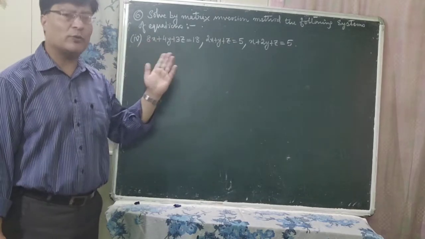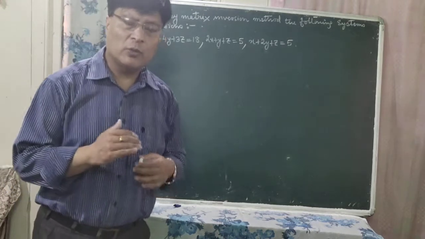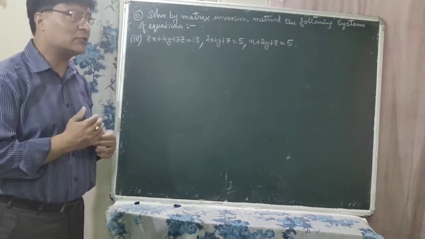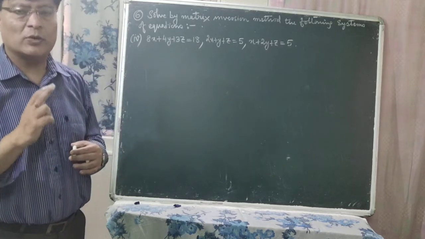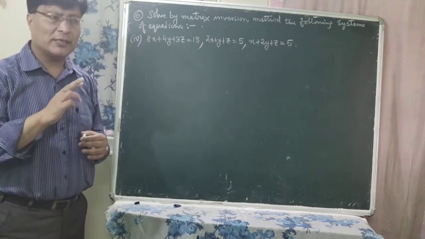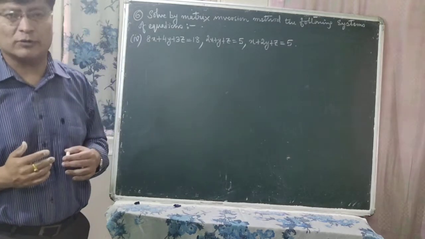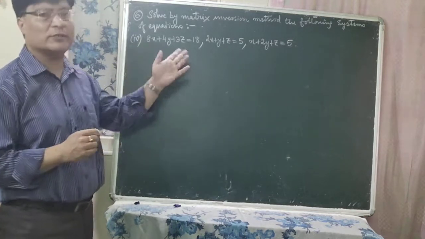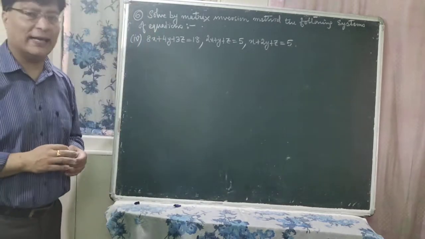So these are the three equations with three unknown quantities. So in the previous problem, we solved the given system of equations in which there are two unknown quantities with two equations. That is, x and y were given and only two equations were given out there. So in this case, three equations are given with three unknown quantities, that is x, y and z.